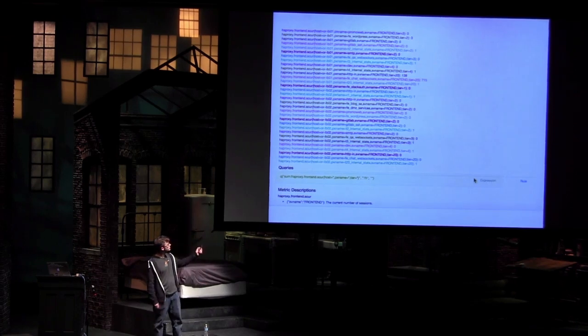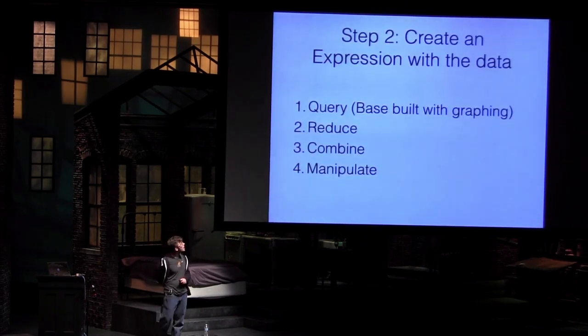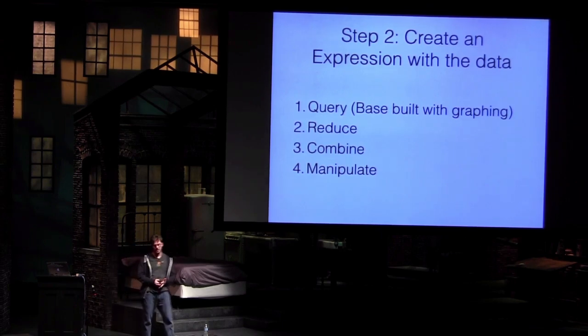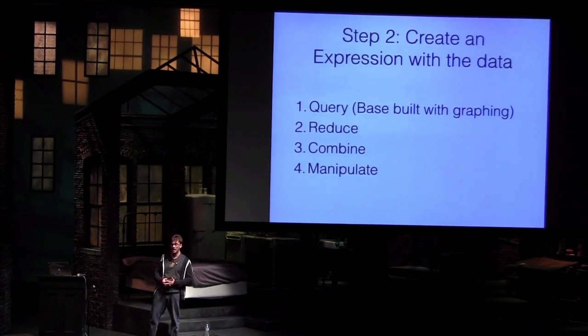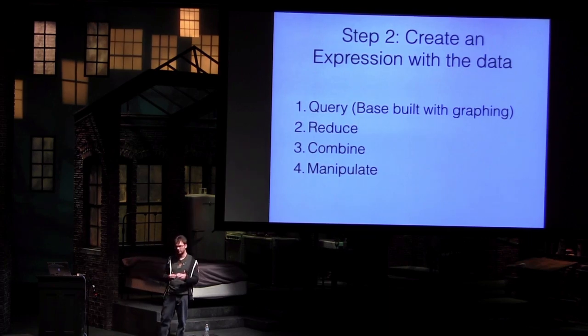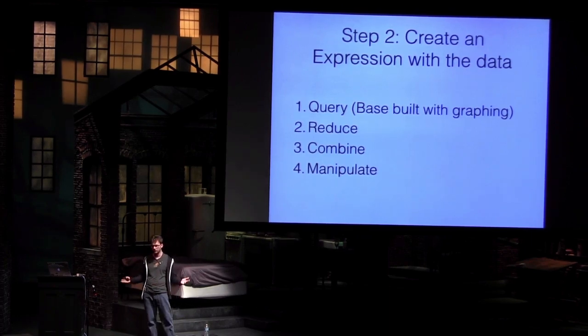And it also starts to generate the query. So we have the first piece of our expression language generated for us in the graphing page. Step 2 is going to be to create the expression with the data. So we need to query. The query on the graphing page helps generate that query. You don't have to go that route, but it can help. It's a nice way to get started. And then next, we try to reduce things as fast as possible. So we have series, we reduce them to single numbers, and then you can manipulate and combine those numbers.